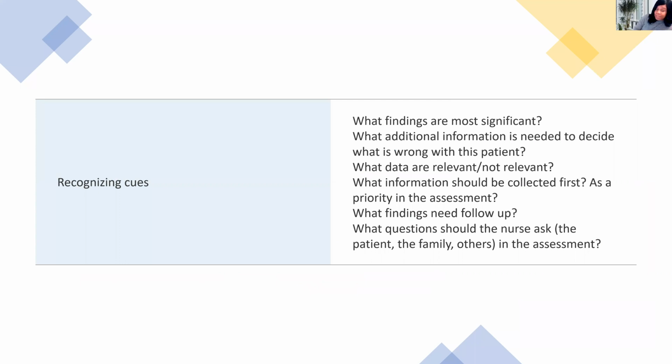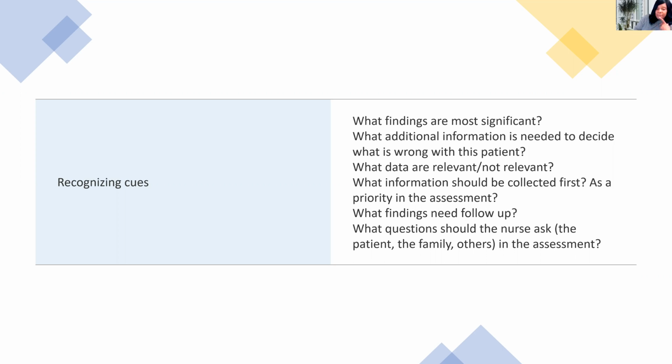Recognizing cues, that's important. What's most significant? There's a lot of significant information in that scenario that we just gave you, right? What is actually wrong with the patient, with the information that you're being provided? Is there relevant data? Because there's going to be data that doesn't assist you with answering the question that was asked. What should you collect first? What information do you need first? What information is important for now? What needs to be followed up, right?